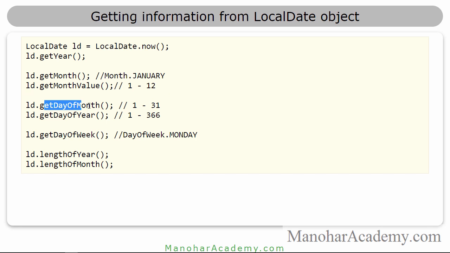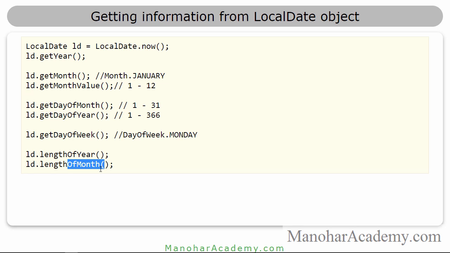Also, we can get the day of month. So obviously, it will be between 1 and 31. Get day of year, it will be between 1 and 366. And get day of week. This is also important because it may be Monday, Tuesday, Wednesday, or any one of those days. Just like month, we have another enum called DayOfWeek, and it has Monday, Tuesday, Wednesday, all those objects. So we can get that. Also, we can get the length of the year, either 365 or 366, and the length of the month, which can be 28, 29, 30, and 31, any of those values.